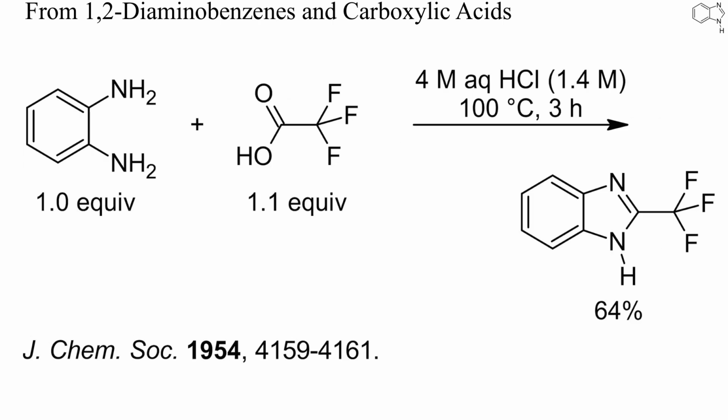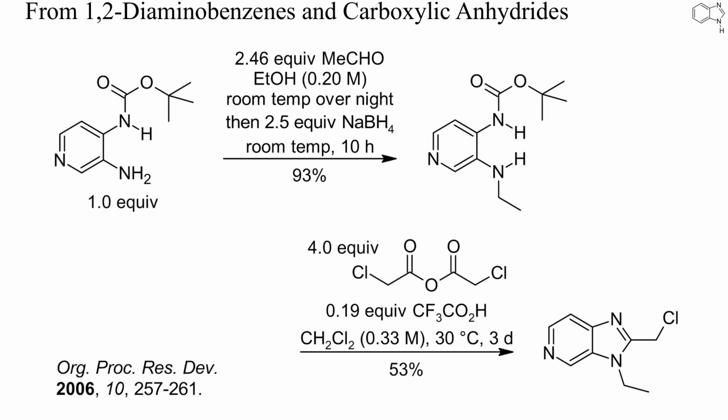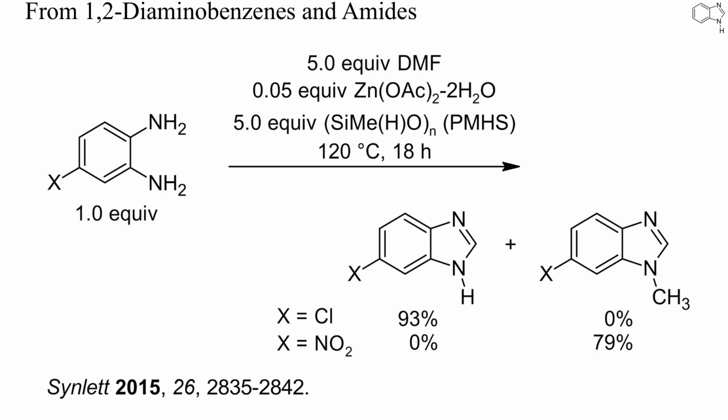Similarly, trifluoromethylbenzimidazole can be prepared by heating diaminobenzene and trifluoroacetic acid in aqueous hydrochloric acid. If instead of the unactivated carboxylic acid an anhydride or acyl chloride is used, benzimidazole formation may proceed under milder conditions. Here acylation of a protected diaminopyridine with chloroacetic anhydride gave a fair yield of the pyridoimidazole after 3 days at 30 degrees Celsius. Amides and esters can also be condensed with diaminobenzenes.